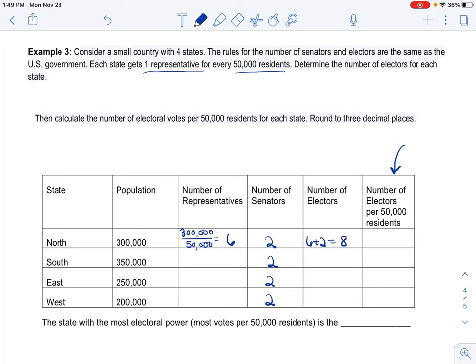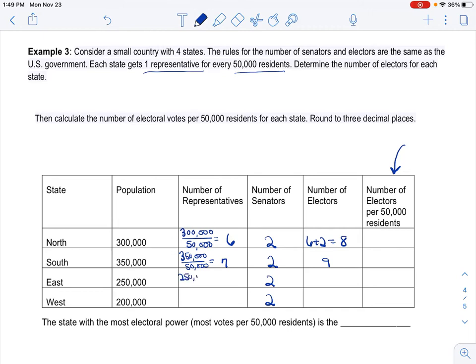So I'm going to do the same thing for the South state. So it's 350,000 per 50,000. If I divide those, I end up getting 7. 7 plus 2 is 9.